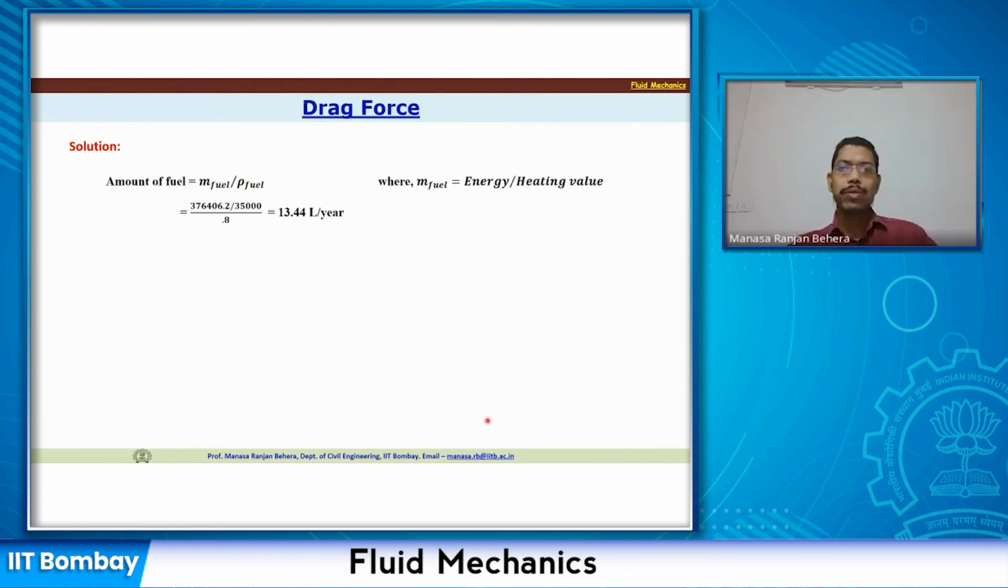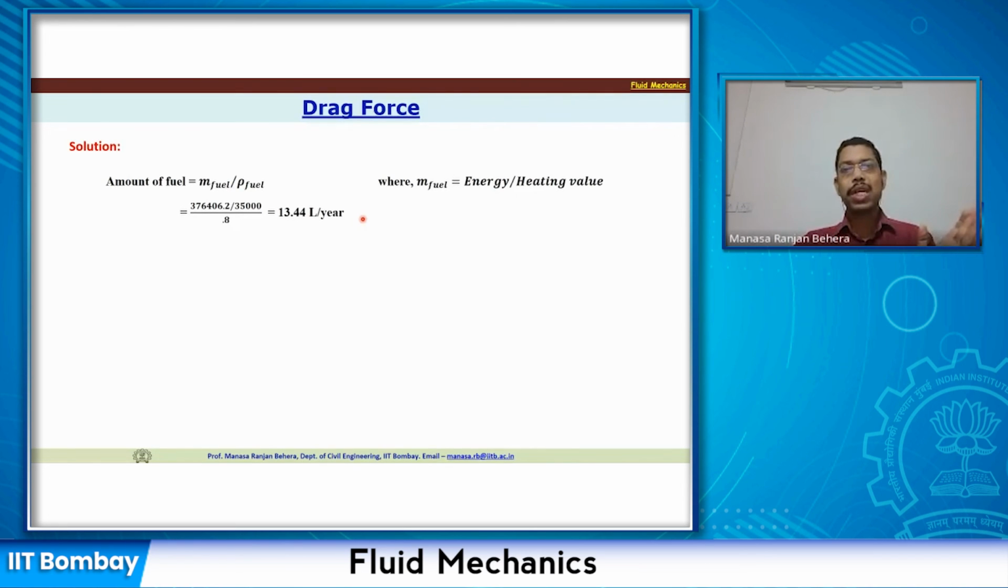Once we know the actual energy that is required, we can find the fuel. The mass of the fuel required is nothing but energy divided by the heating value, because you heat the fuel and you get the energy. And mass divided by the density of the fuel is going to give you the volume, how much fuel you should fill in your tank to overcome this resistance. So we obtain approximately 13.44 liters of gasoline required per year, just to overcome this simple drag force on a 15 centimeter diameter flat plate, or flat mirror.